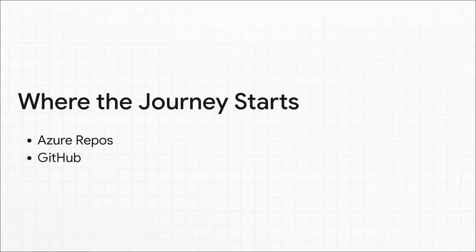So the whole adventure kicks off the second our developer commits their code. That's basically just a fancy way of saying they save it to a central shared library for code, like Azure Repos or GitHub. That one single action is the starting gun that fires off this entire automated process.